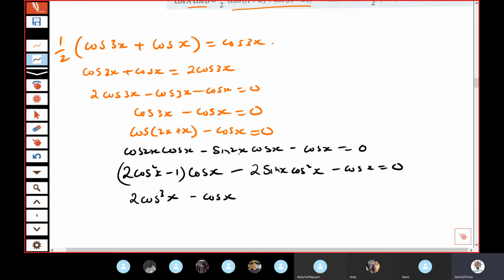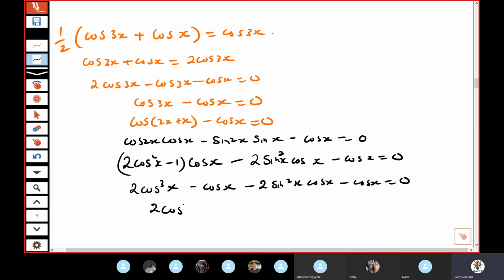Did I make a mistake somewhere? Oh. Thank you. Sine. So then that becomes 2 sine squared. That would have been annoying. Minus 2 sine squared x cos x minus cos x. Okay, where are we at? Now we've got minus cos minus cos. Minus 2 cos. And if I'm not wrong, we should be able to now factorize your cos x out.